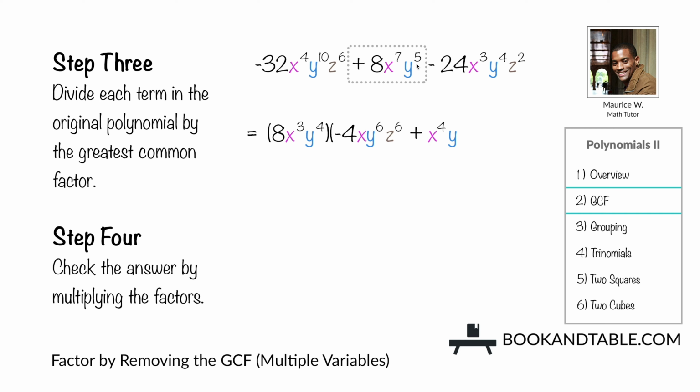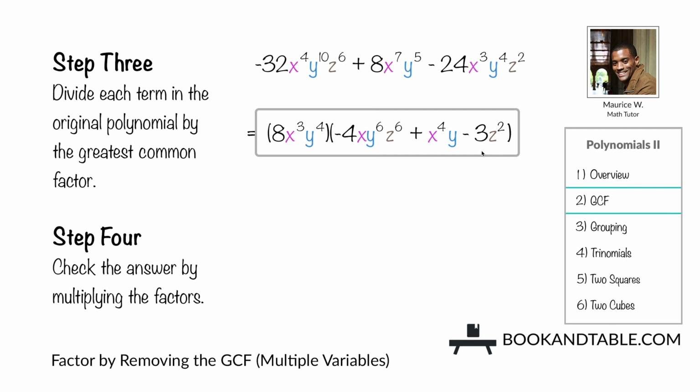And y to the 5th divided by y to the 4th is equal to y to the 5 minus 4, which is y to the 1st, or just y. And when we divide the third term, we get negative 24 divided by 8, which is negative 3. X cubed divided by x cubed is 1, so we can remove the x. Y to the fourth divided by y to the fourth is equal to 1, so we can remove the y's. And we have z squared divided by no z's, which remains z squared.